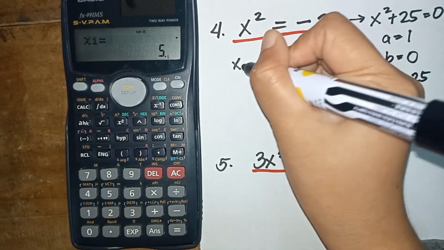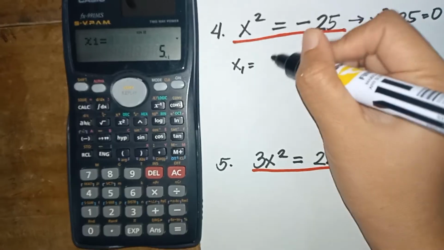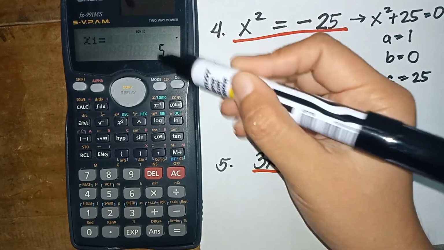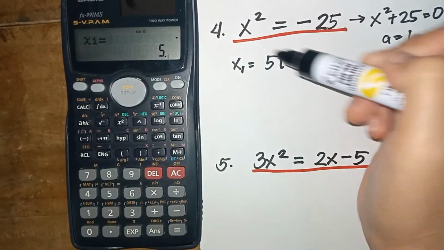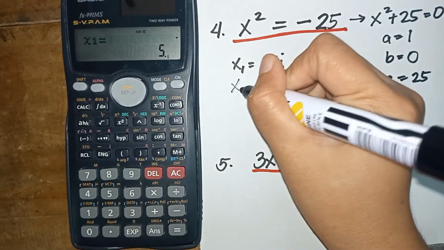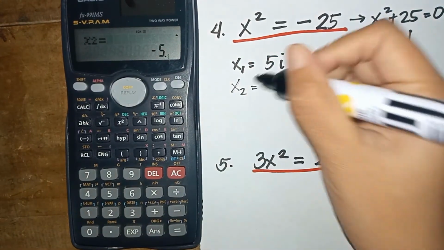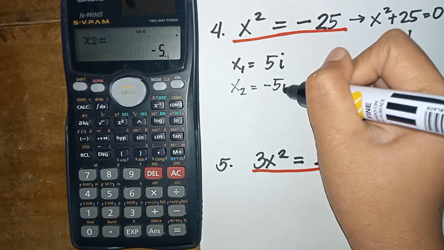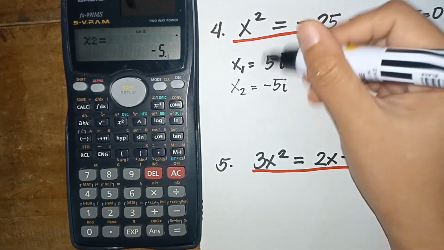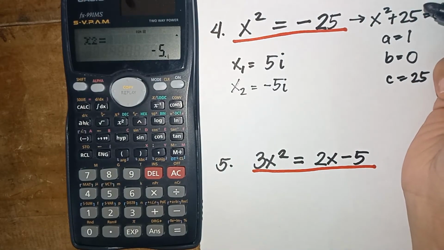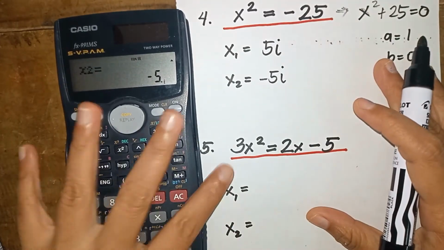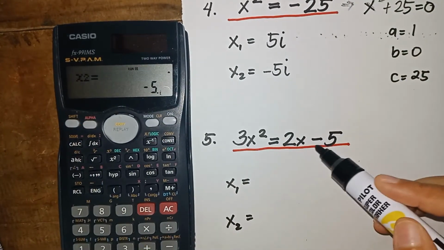So, our x sub 1 is 5i. Okay, the I, you can see here in the lower right, beside the 5. That means our first root is an imaginary number. And our x sub 2 is negative 5, then I. So, when there is an I there, that means our roots are imaginary. Pure imaginary.